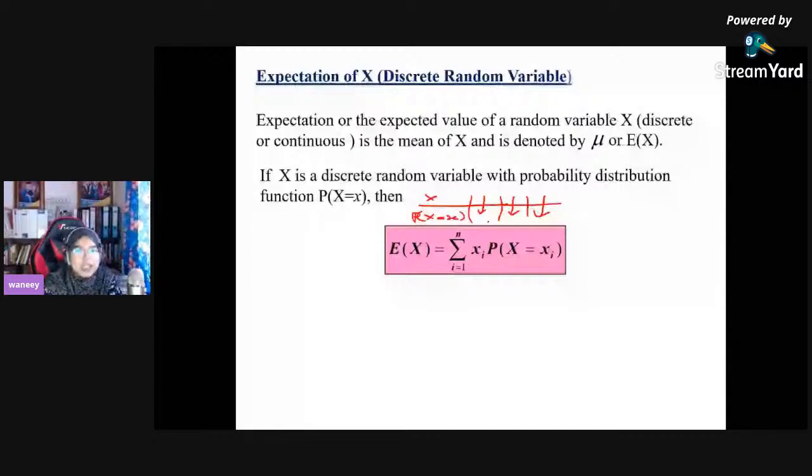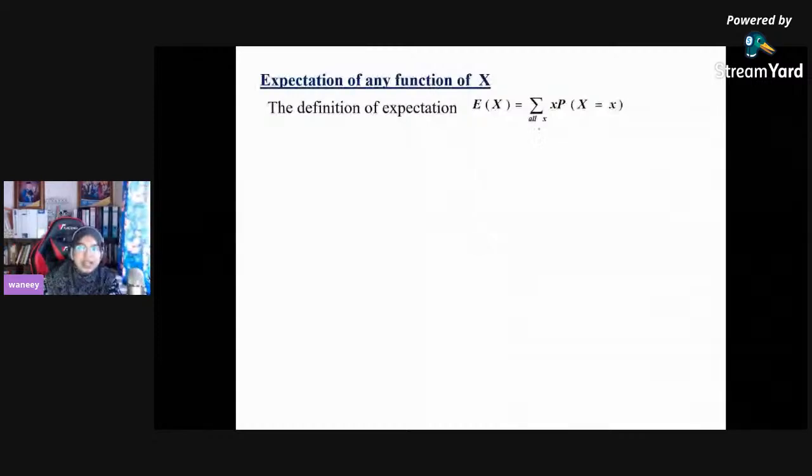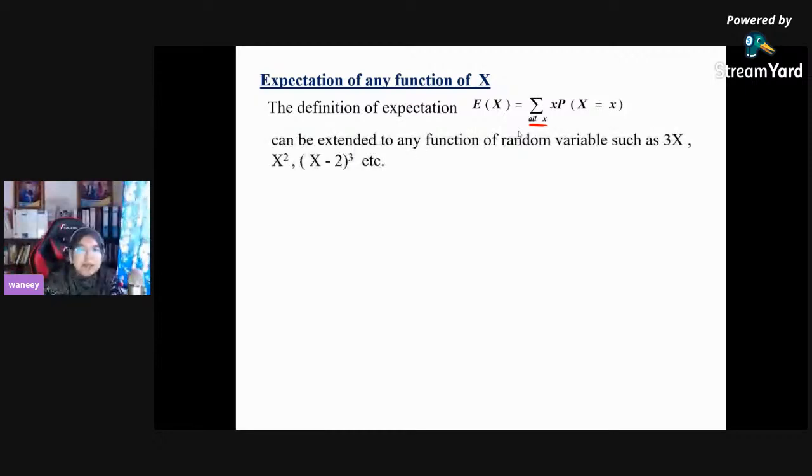Okay, so expectation of any value of x. The definition of expectation is E(X) equals x multiplied with P(X = x). So if you don't want to write x_i up to k, you can write down all x. The summation over all x of x times P(X = x) can be extended to any function of random variables such as 3x, x squared, (x minus 2) cubed, etc.